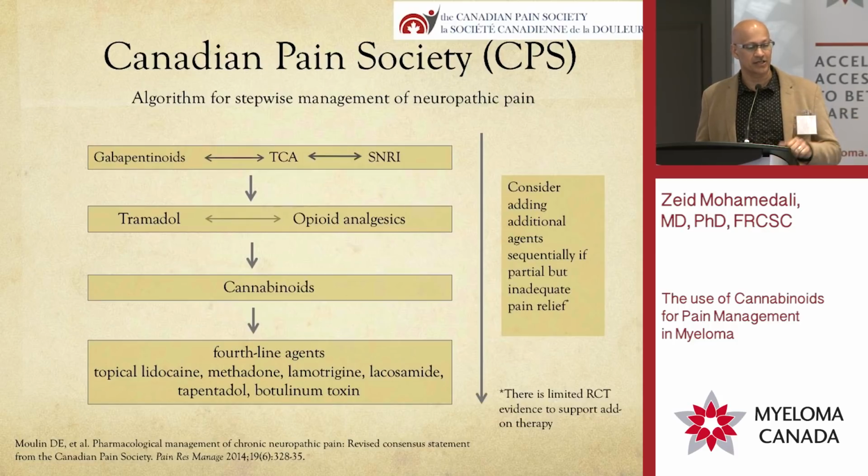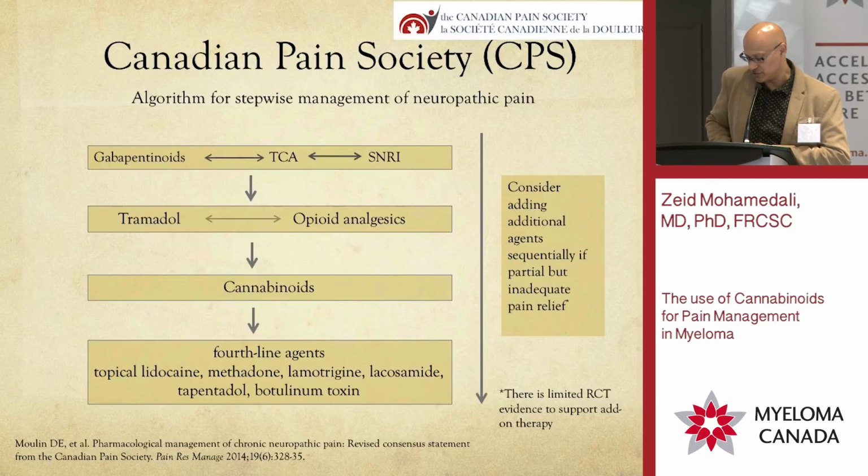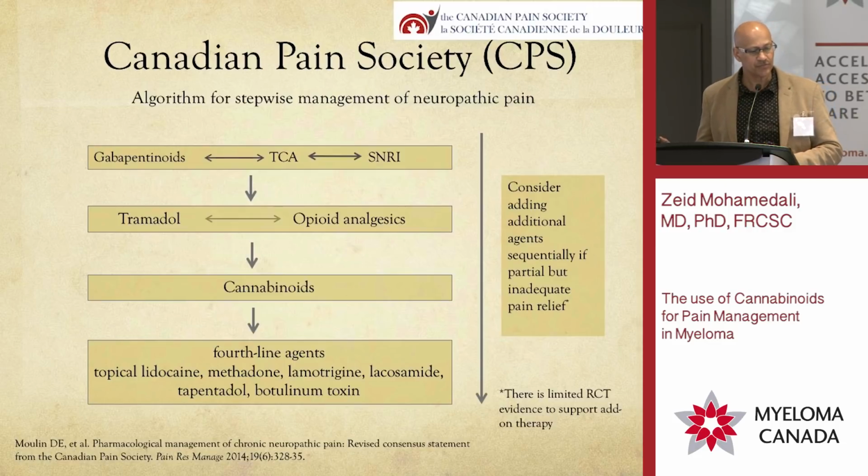You then escalate it. If that doesn't work, you might go to something that has more side effects, possibly more risk, but may have a benefit as well, such as tramadol and opioids. And when that fails, this is when we start to think about cannabinoids. And I'm going to discuss with you in a minute here what the evidence to support that is.